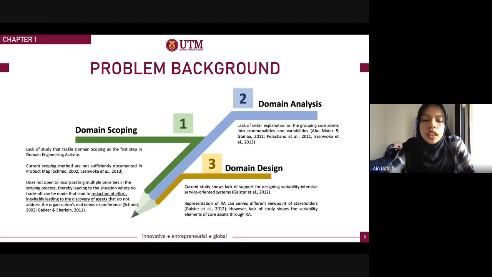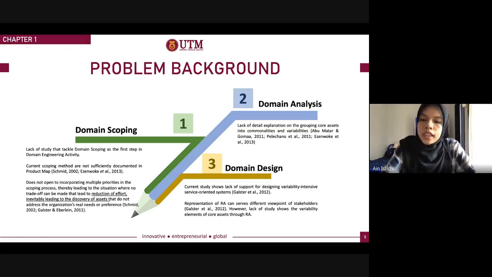This concept is still far from being used in current research, and many architectural stability related questions remain unanswered and uncovered. Thus, we explore a perspective in handling the problem by implementing trade-off analysis that leads to a reduction of effort while addressing the organization's real needs or preference.